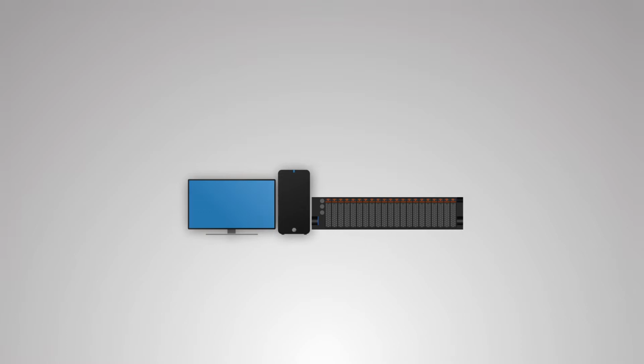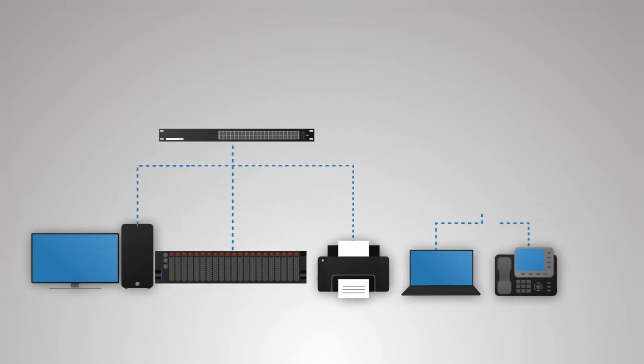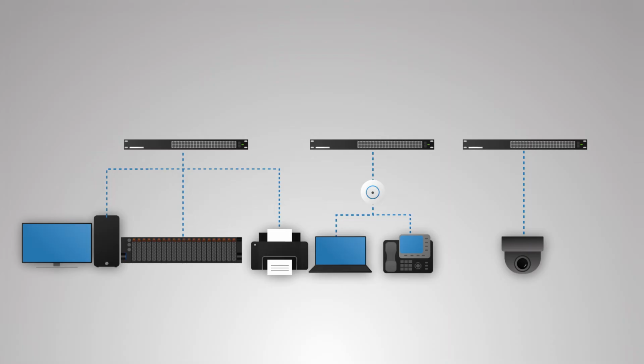Every desktop PC, workstation, server and printer in your workplace will be connected to a switch. Each laptop or phone you use to connect in the office works via a wireless access point, ultimately connected to a switch. And any CCTV your premises may have is also connected to a switch.